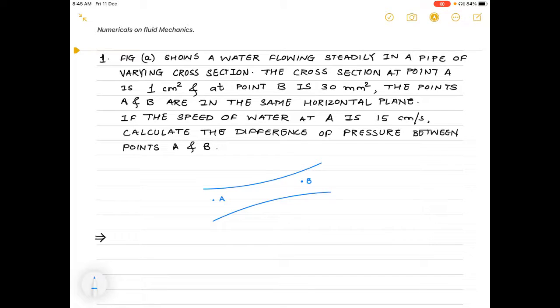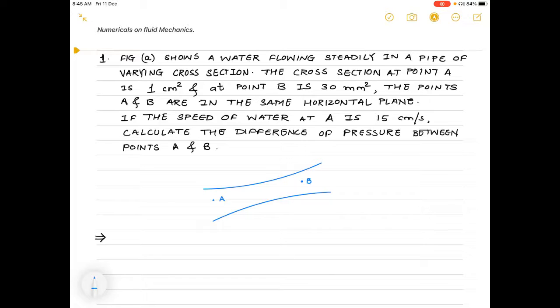So in the last lecture, we completed the last theory topic of chapter 3, that is fluid mechanics, and the topic was applications of Bernoulli's principle. Now in today's lecture, we are going to solve some numerical problems on the chapter, fluid mechanics. So we will use the different theorems and the different formulas that we have studied in this whole chapter.